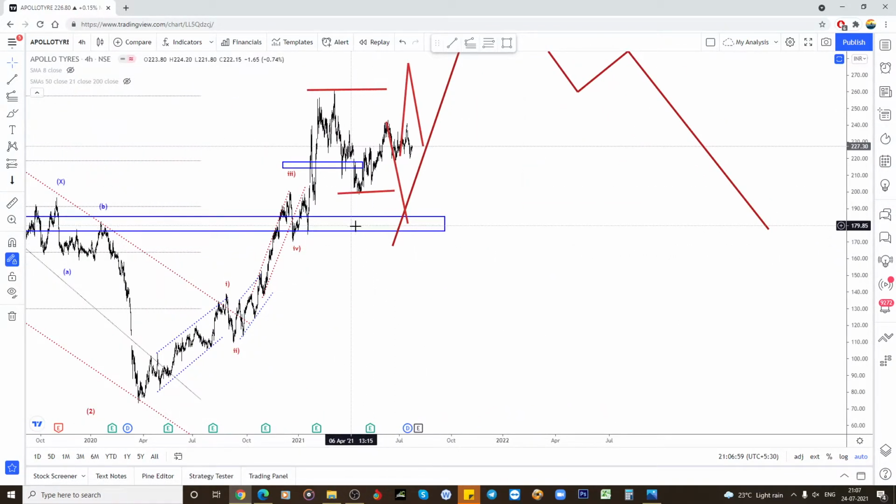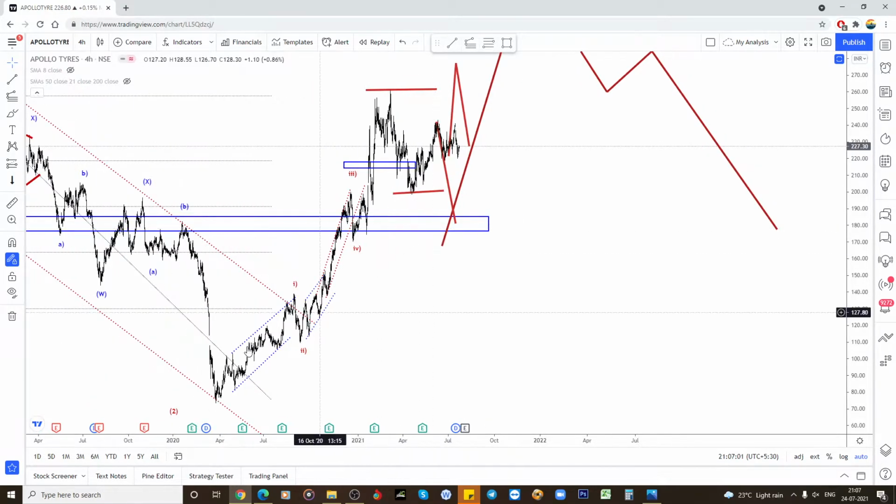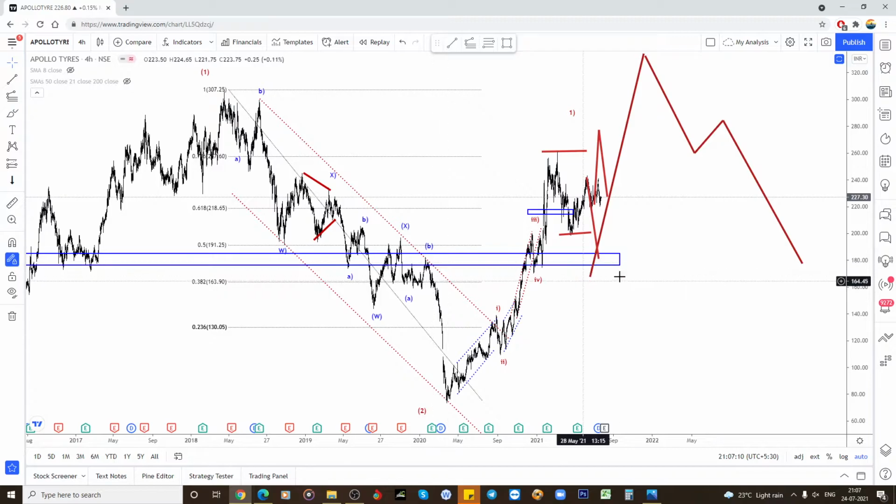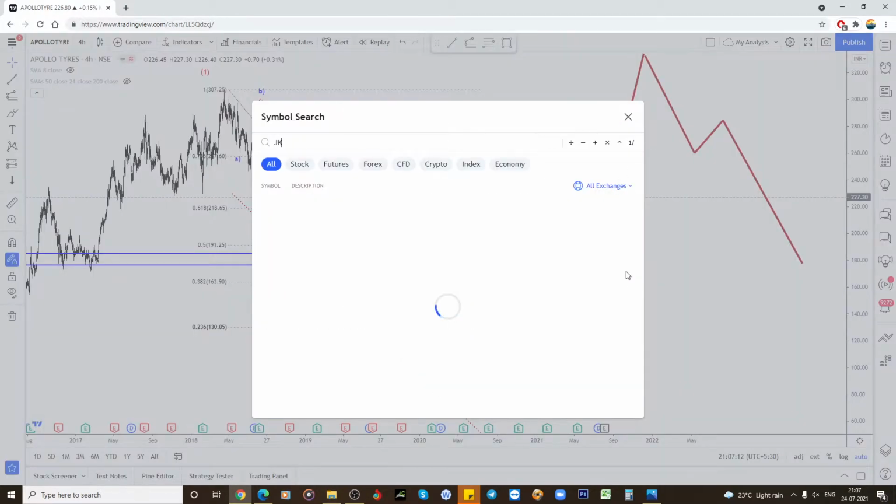So wait for this 180 zone, whether the 5-wave structure is completed or it can do an irregular flat formation. So I am looking only for a buy here in this zone, this one and JK Tyre.